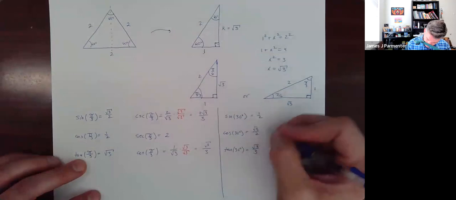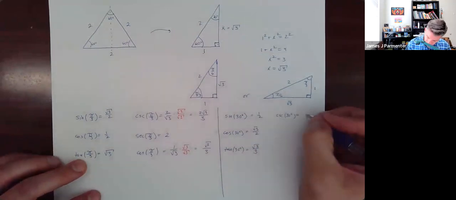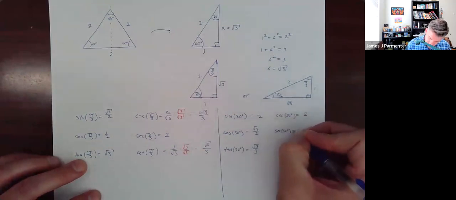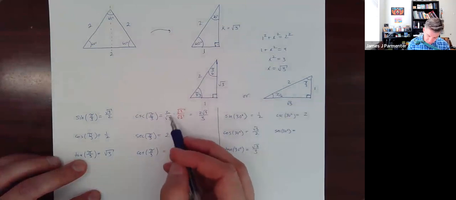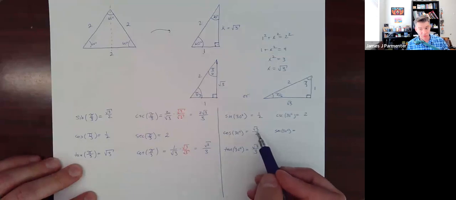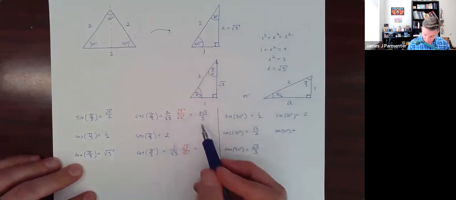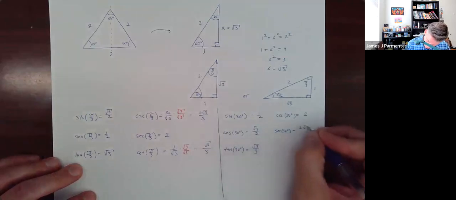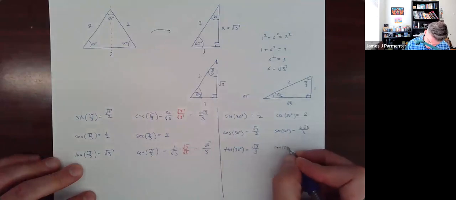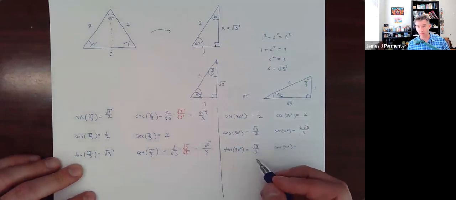And then reciprocals, cosecant of 30 degrees is the reciprocal of 1/2, which is 2. Secant of 30 degrees is the reciprocal of root 3 over 2, which is 2 over root 3, which we know rationalizes as 2 root 3 over 3. And finally, cotangent of 30 degrees is equal to the reciprocal of root 3 over 3, which is 3 over root 3, or just root 3.